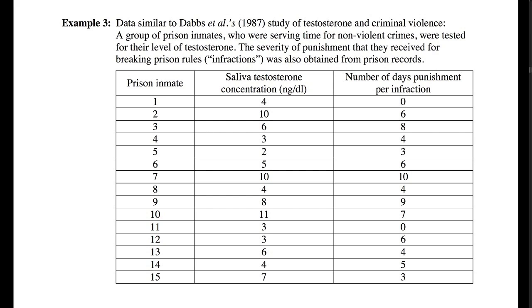And although this is a nice organised list, it makes it very difficult to see if there's any kind of link between the testosterone and the number of days punishment that people get per infraction. In other words, we've got two sets of numbers in those second and third columns that we're interested in. We want to see if there's some kind of link or some kind of pattern that relates one to the other, and yet from this it's very difficult to see. There's a much better way for us to see the pattern.